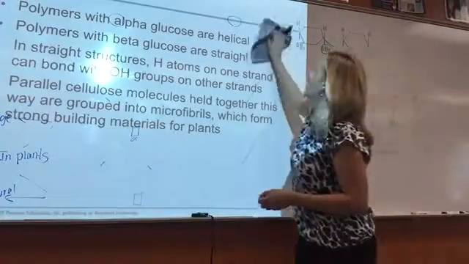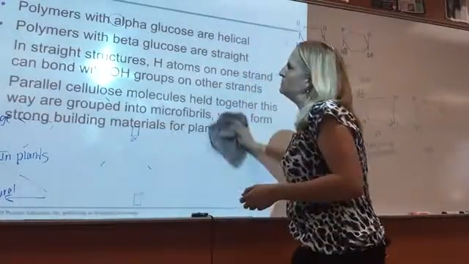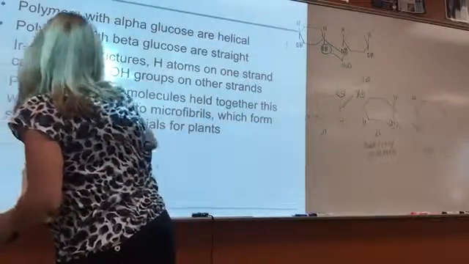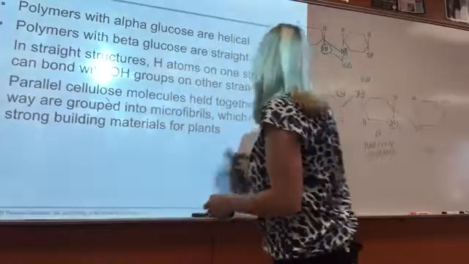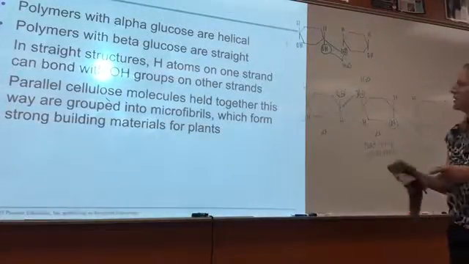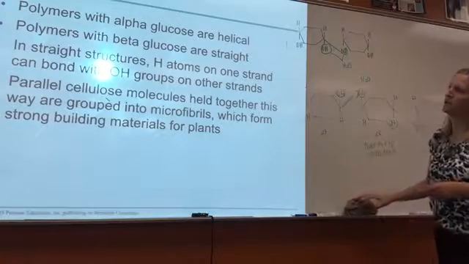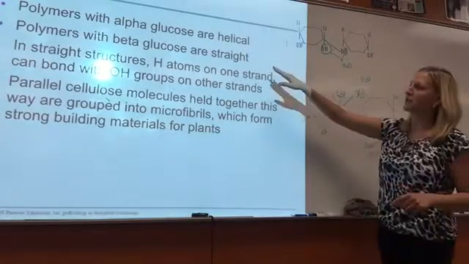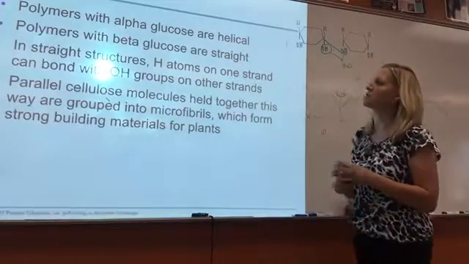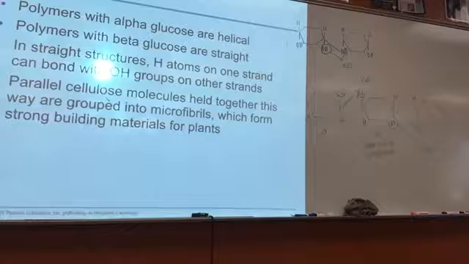All right, so the polymers with alpha glucose molecules are helical in shape. So starch was helical. Beta glucose molecules are straight, so we have a different structure there. In straight structures, hydrogen atoms on one strand can bond with hydroxyl groups on other strands. I'll show you a picture of that. It helps to add to its strength.